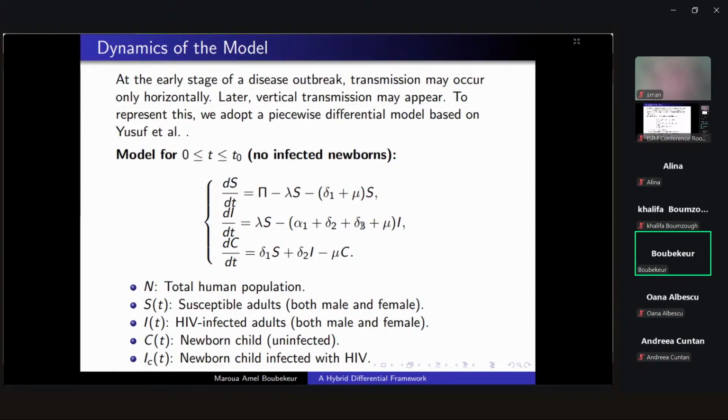In this part, we address a scenario in which vertical transmission began after an initial period of horizontal transmission. We developed a mathematical model using the framework of piecewise differential equations. To achieve this, we adopt a model proposed by Yusuf and colleagues, which was originally designed to monitor both vertical and horizontal transmission of HIV infection at a time.